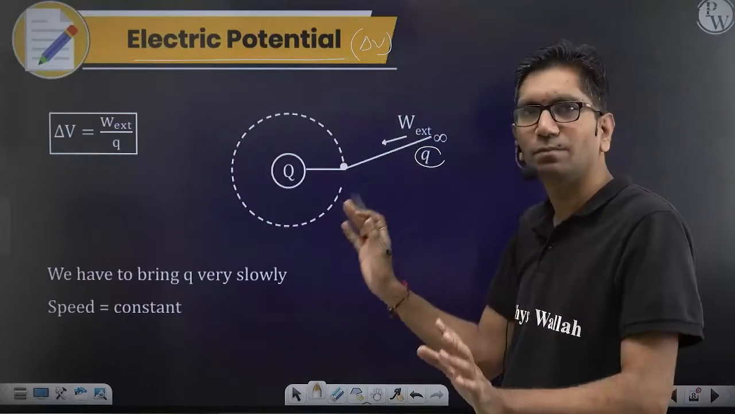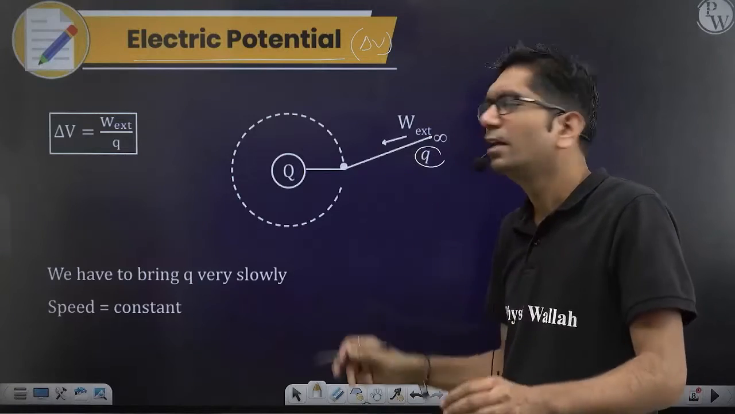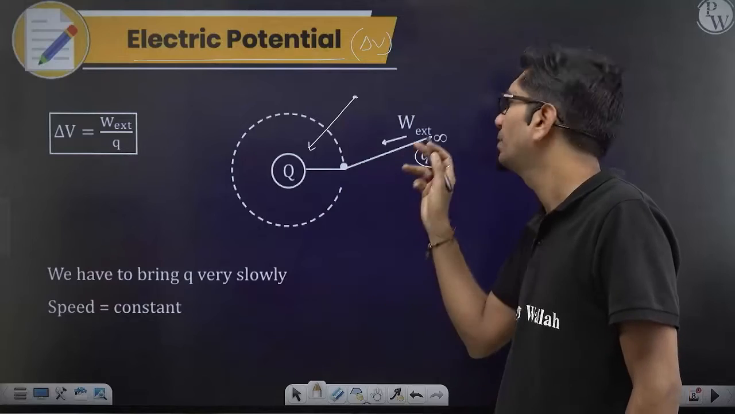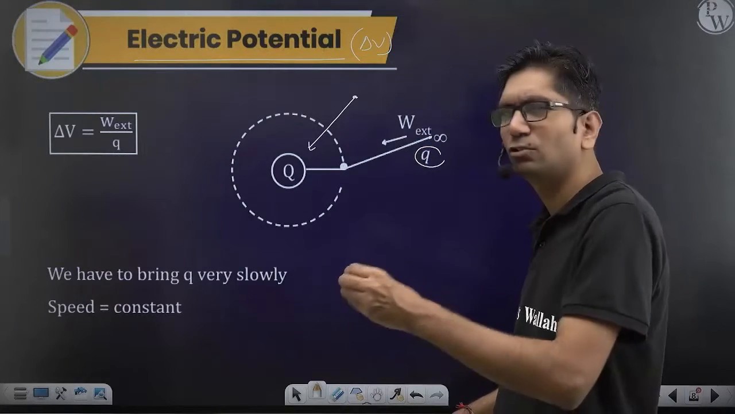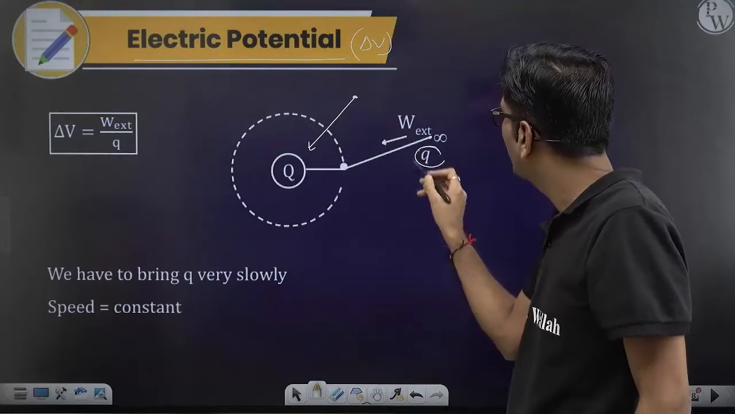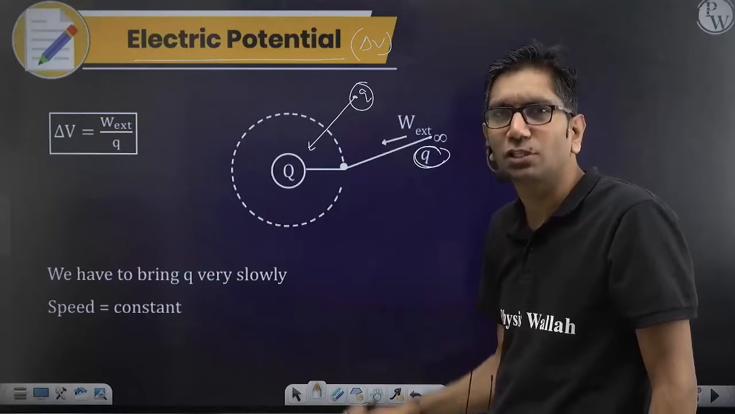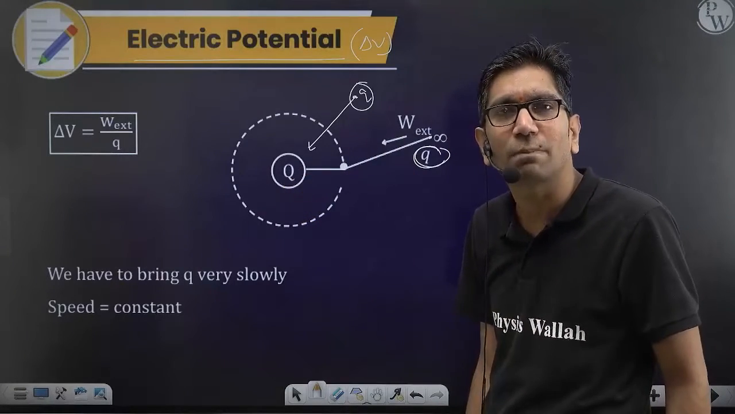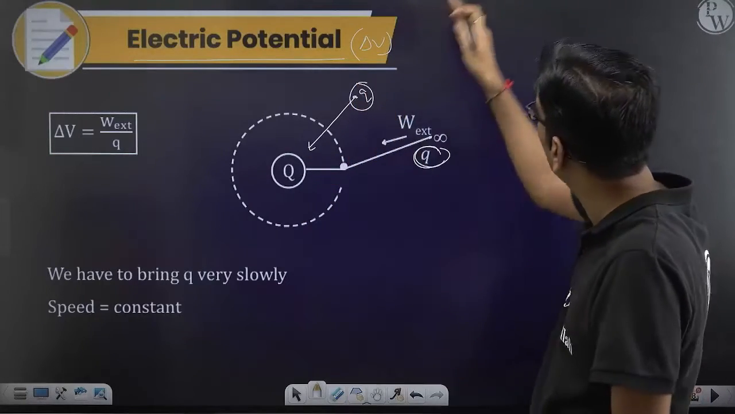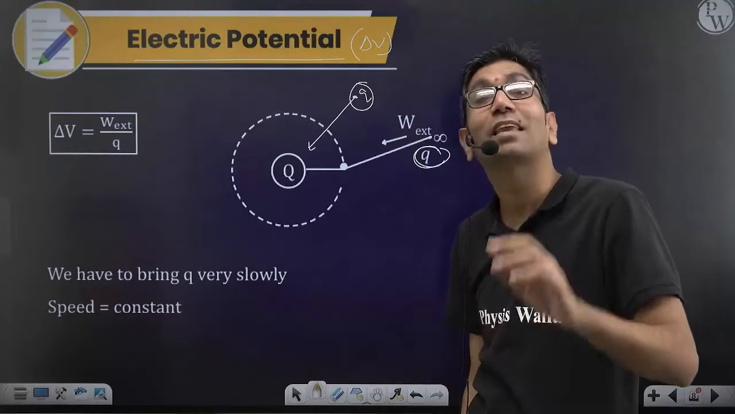Now see here, we have to bring this charge from here to here. Why are you bringing it from infinity? Only one point I will be telling you here. If you keep this charge here, this is a positive charge and this is a positive charge, right? Positive, positive repel. If you keep a charge here, automatically it will go to infinity.